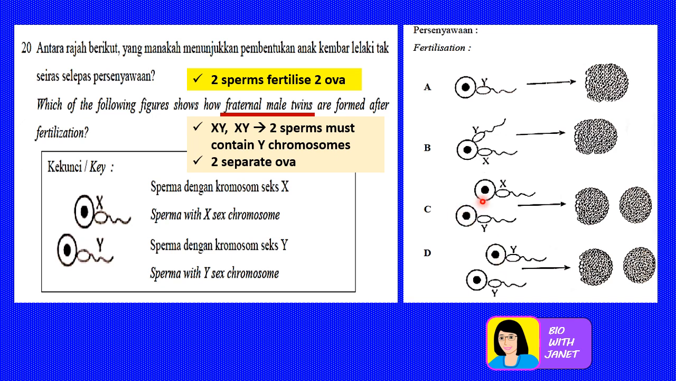Whereas for C, you have one sperm which carries the X chromosome here. So if it fuses with the ovum, we'll get the pair of sex chromosomes XX in each of the cells, and that will form a female or a girl, not a male. So the answer is D.